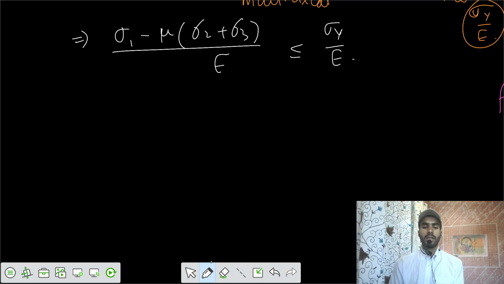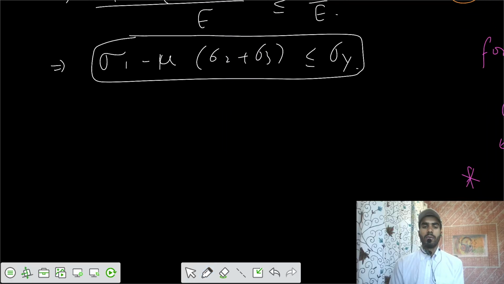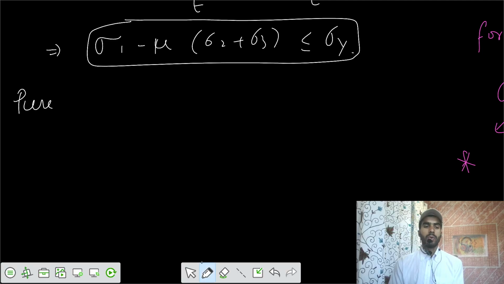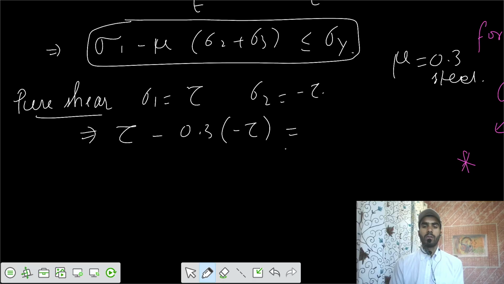Finally, we can write that the major principal strain theory says sigma 1 minus mu times sigma 2 plus sigma 3 should be less than or equal to sigma y. If you talk about the pure shear case, that means sigma 1 equals tau, sigma 2 equals minus tau. Substituting, and taking mu equals 0.3 for steel, we get tau minus 0.3 times minus tau, and let's equate it with sigma y. So we get a value of 1.3.